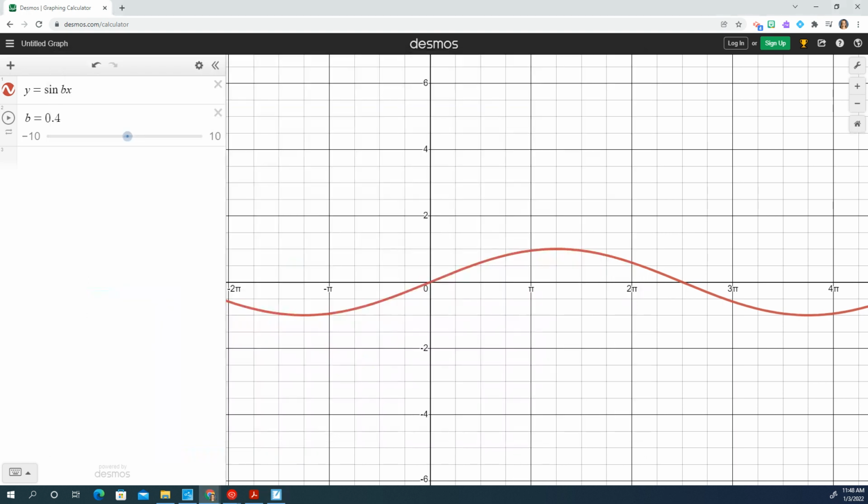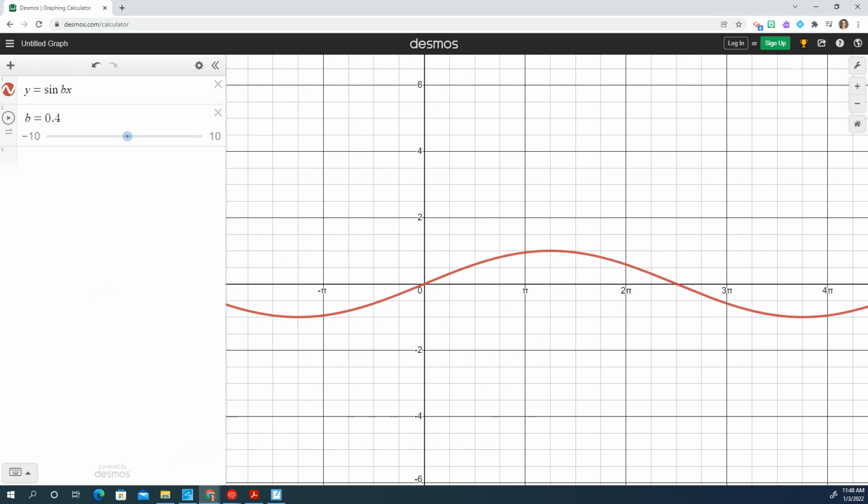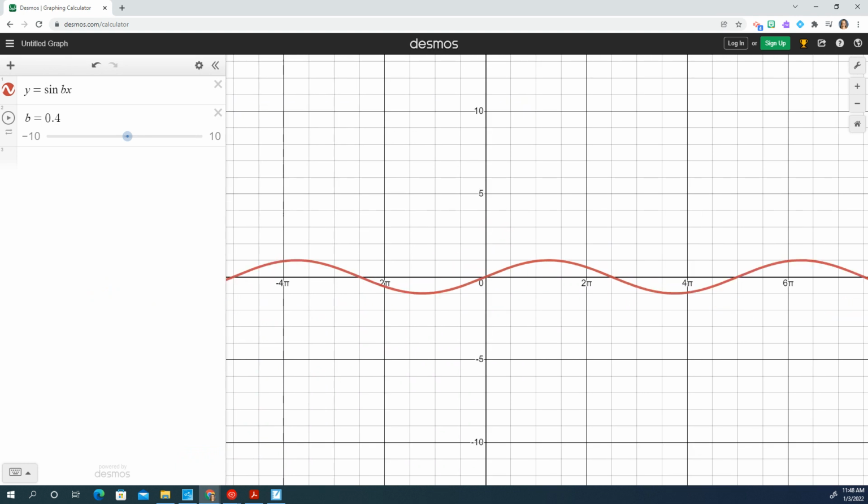Okay, so let's look at this one for example. Let me zoom out here. I know it's hard to see. What if the b is negative? Then it reflects over the y-axis. Good question.